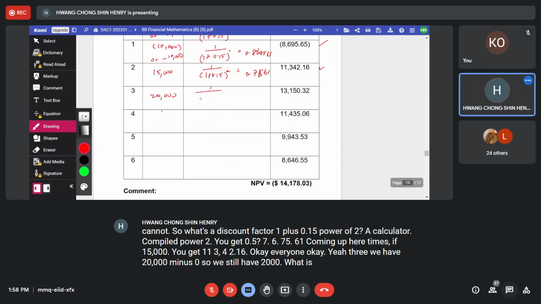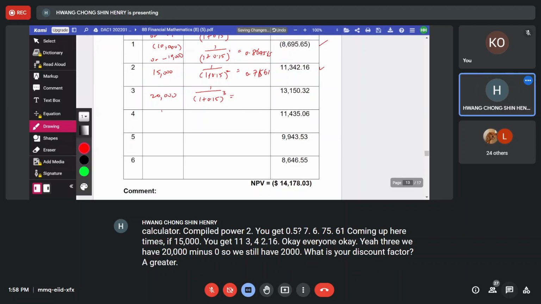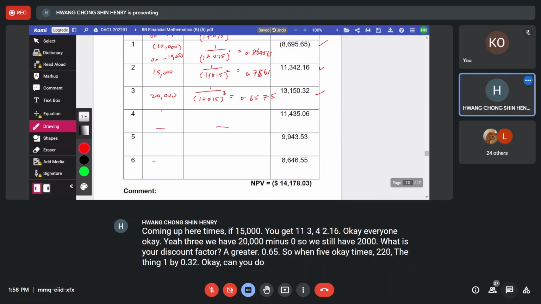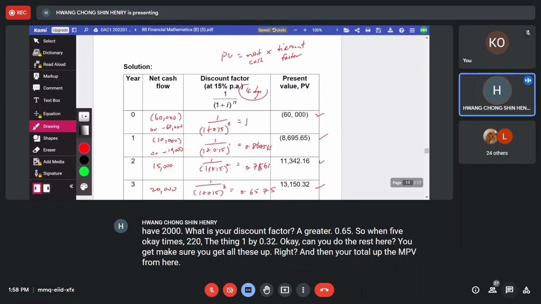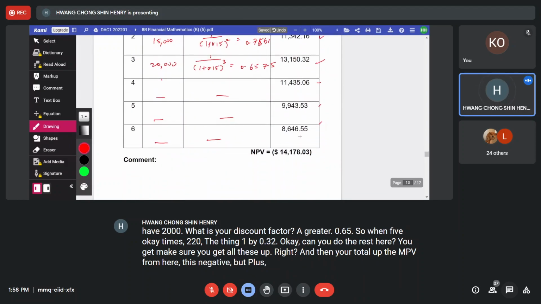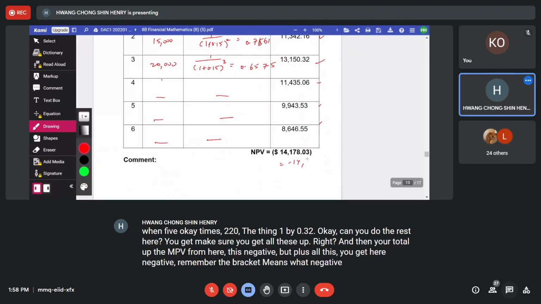What is your discount factor? Calculator? 0.6575. Okay, times 20,000, 13,150.32. Okay, can you do the rest here? Make sure you get all this, and then you total up the NPV. From here, these are negative, plus all this, you get here negative. Remember, the bracket means what? Negative 14,178.03.